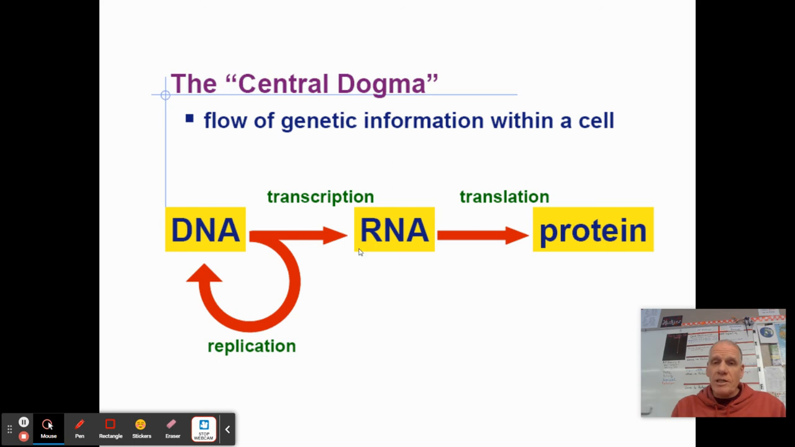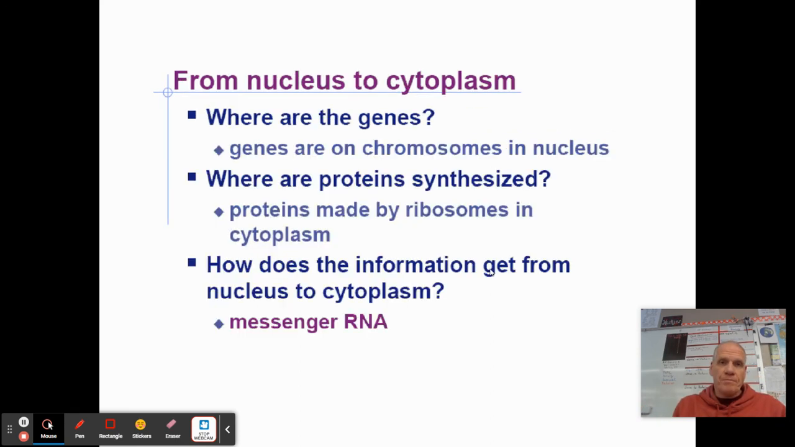Why won't these processes occur when the DNA is in the chromosome form? The genes are inaccessible. That DNA is all punched up really tightly versus during the rest of the cell cycle known as interphase when the DNA is in the chromatin form and all of those genes are going to be accessible. Okay, so once again, from nucleus to cytoplasm, where are the genes? They're on chromosomes in the nucleus. Where are the proteins synthesized? They're made by ribosomes in the cytoplasm.